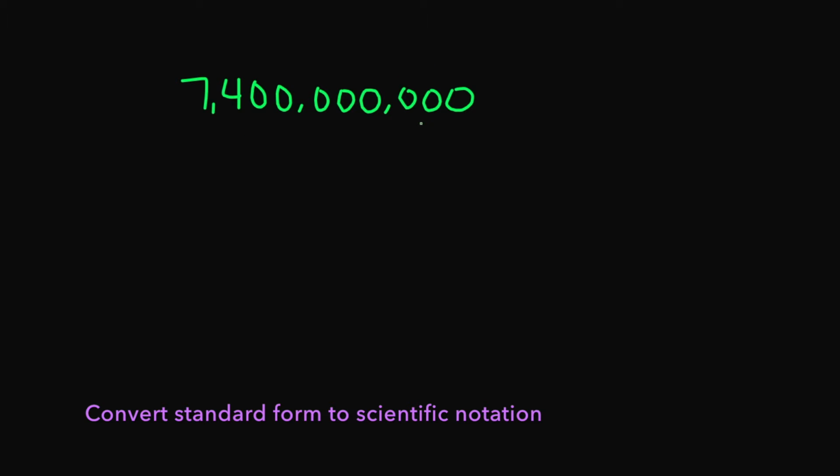So let's look at this number here. I'm going to start from the back and I'm going to go all the way down until I get to a number that is greater than or equal to 1, but less than 10. So we're going to do 1, 2, 3, 4, 5, 6, 7, 8, 9. It puts us right here between the 7 and the 4. So to write this in scientific notation, we're going to get 7.4 times 10 to the 9th power.